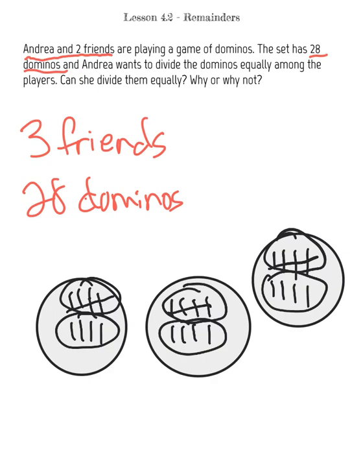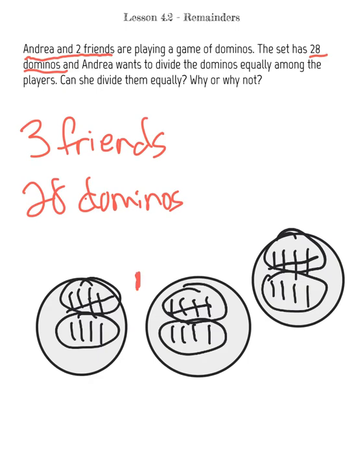Now, unfortunately, we have 1 left over. We have our little remainder. So we have 1 domino, and I'll put him in red right here. 1 domino left over. So that means one of the players is going to have 1 extra domino. Or we just leave that domino out. So I like to put our remainder right there.